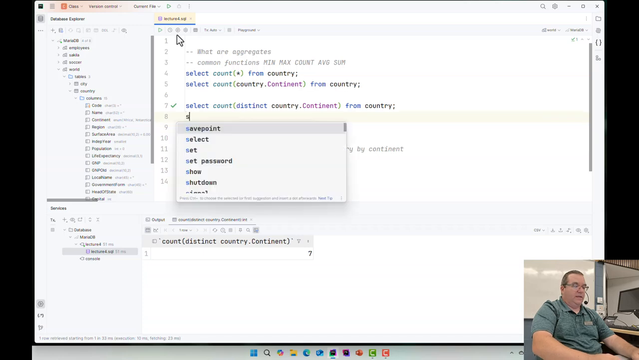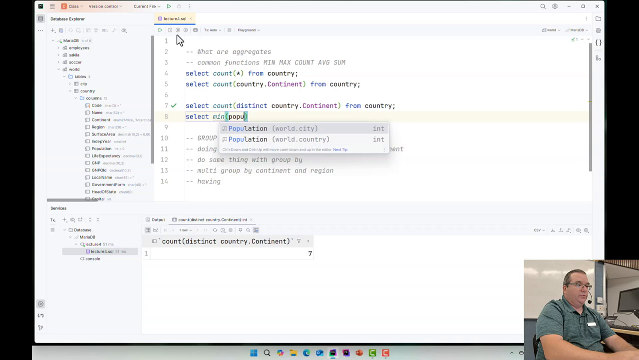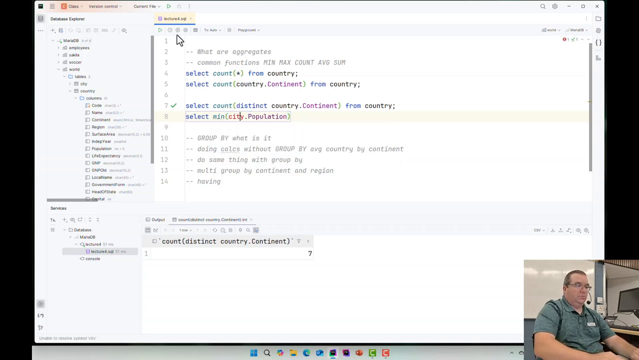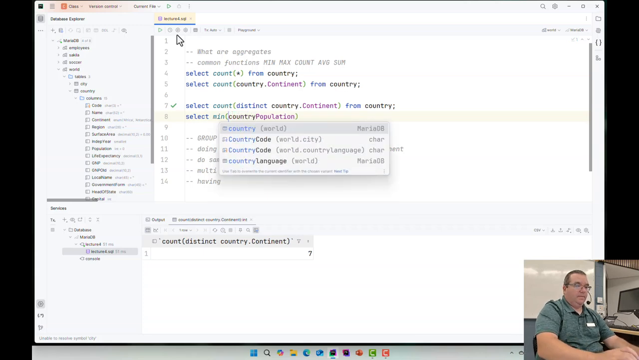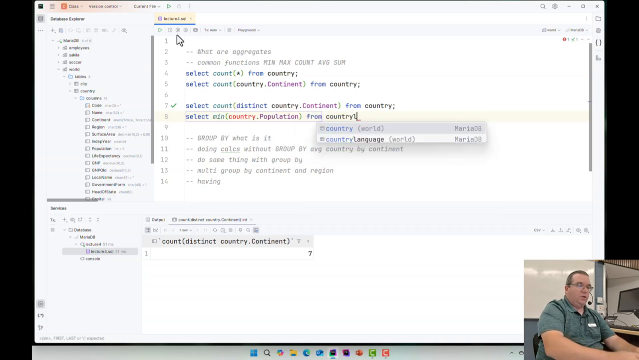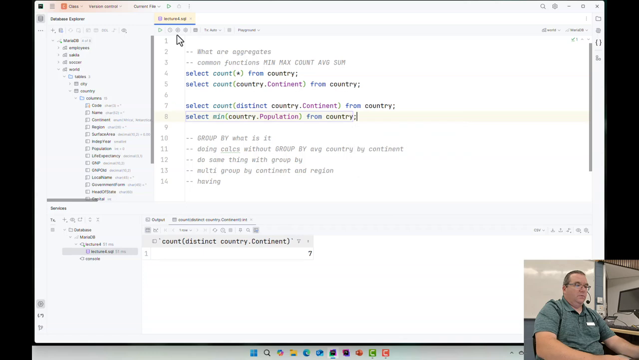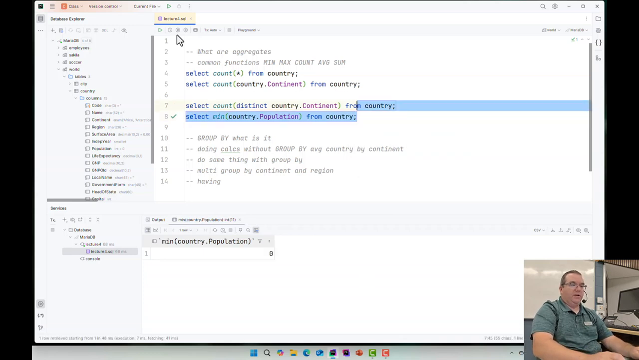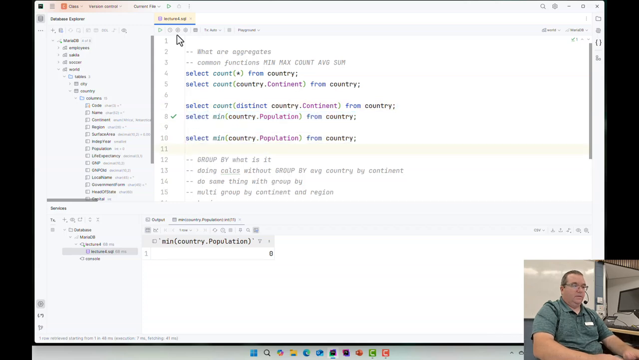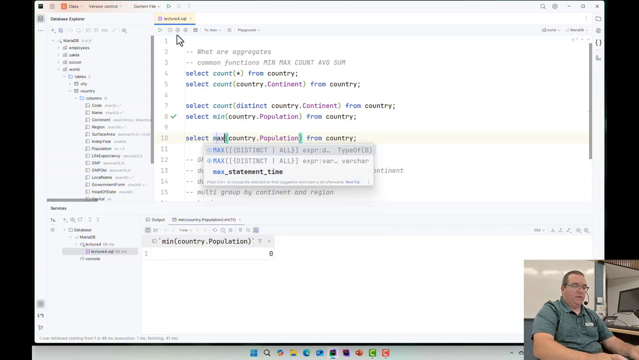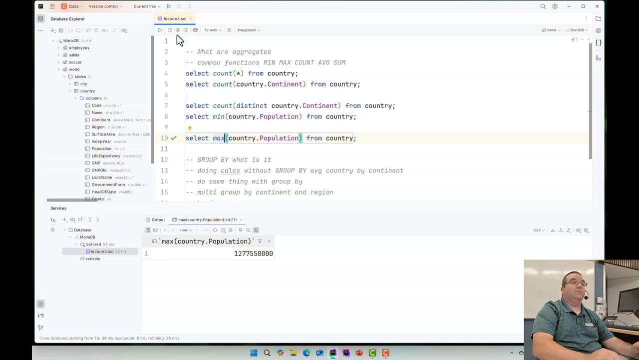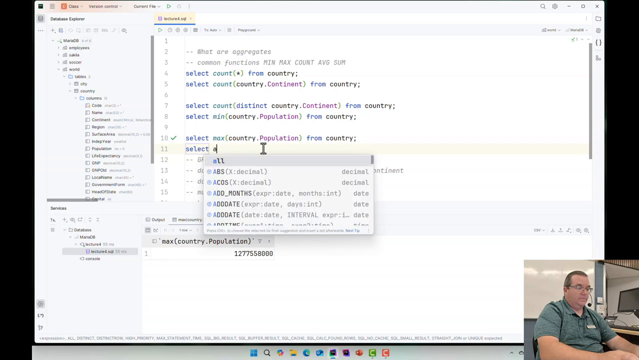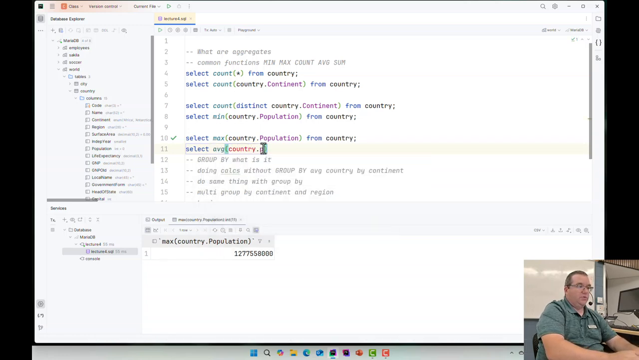A few other handy ones would be select min population, not city, country dot population from country. Pretty sure country has population. And the minimum is 0, apparently. And maximum is a really big number. I'm going with China as my guess on this one. We also got average, country population.